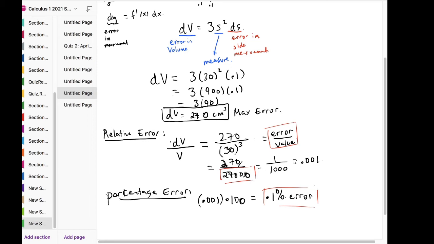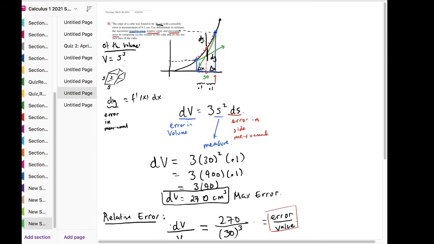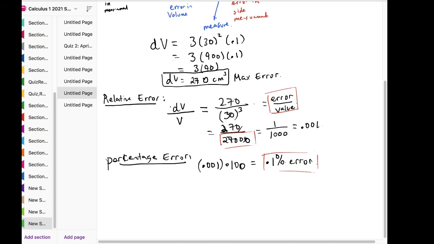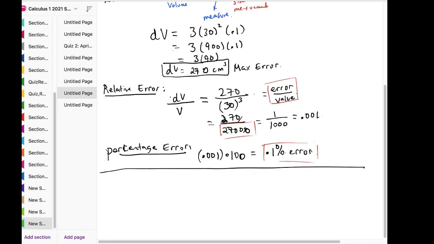Okay, so let's see how this changes the surface area. That was the other problem. See how this changes the surface area of the cube. Same scenario, but now we're looking at the surface area. Anybody know the surface area of a cube?